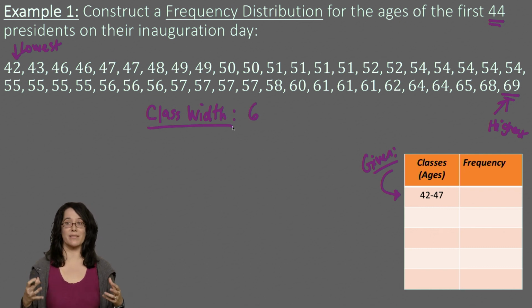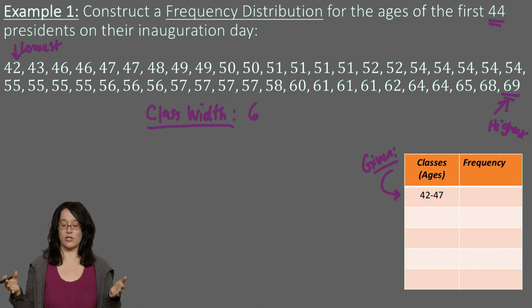Again, what do we mean by width? It means how many discrete elements are in that class. And there are 6 different ages, age 42 through age 47. There's 6 different ages there. Count them up with your fingers if you need to.